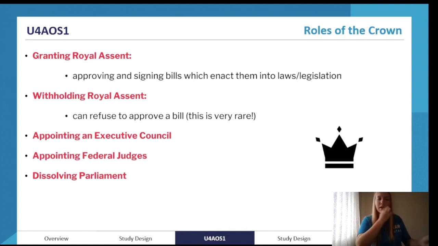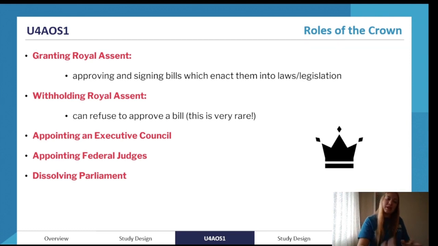This essentially means the same thing: the party leader becomes prime minister, and they can select ministers for various roles in managing the country. The Governor General also appoints federal judges. So these are judges for the High Court, of course. So this is their role.